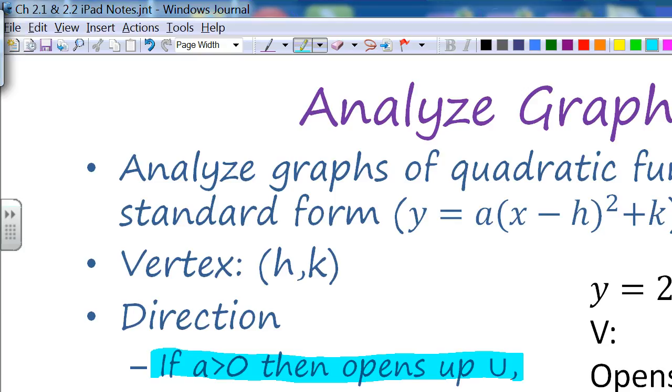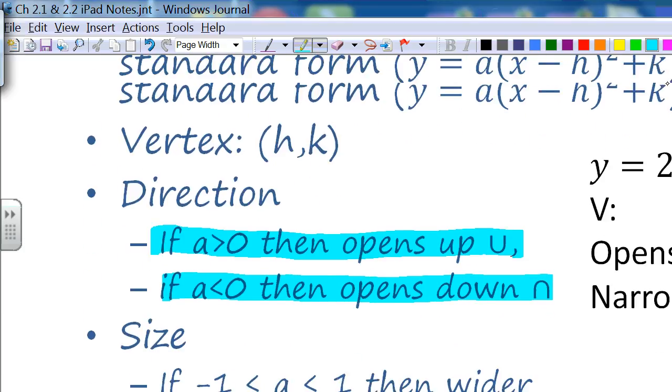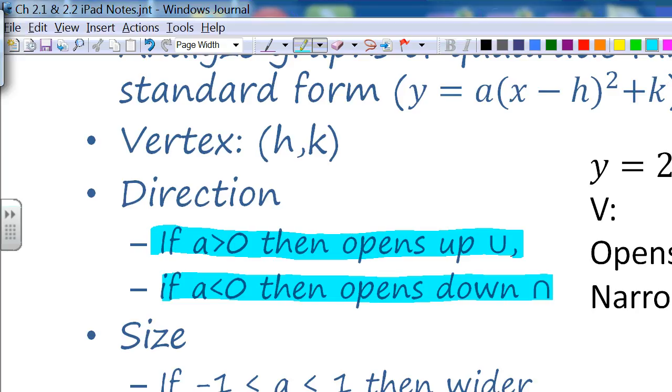If a is a fraction between -1 and 1, in other words its absolute value is less than 1, then your graph is going to be wider. And if a is greater than 1 or less than -1, in other words its absolute value is greater than 1, it's narrower.